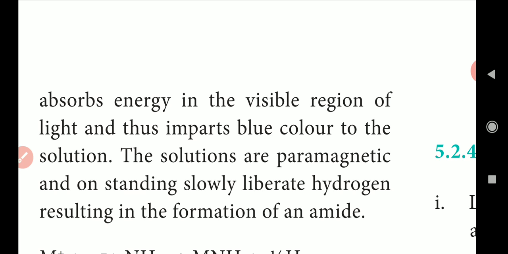The metal is dissolved in the ammonia solution. Listen carefully, this is a very important topic: a metal dissolved in a dilute solution.